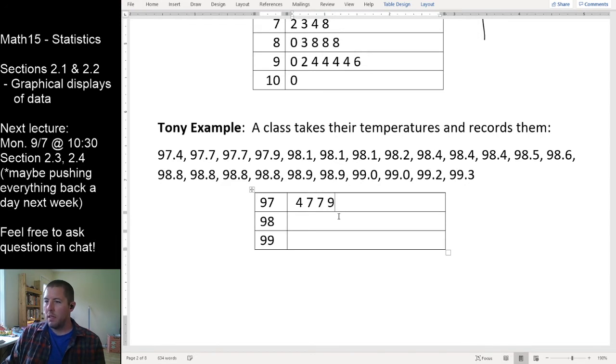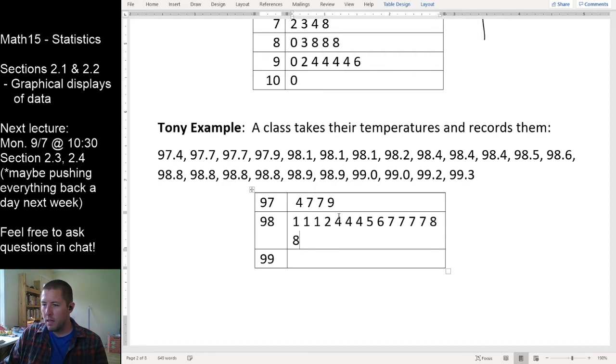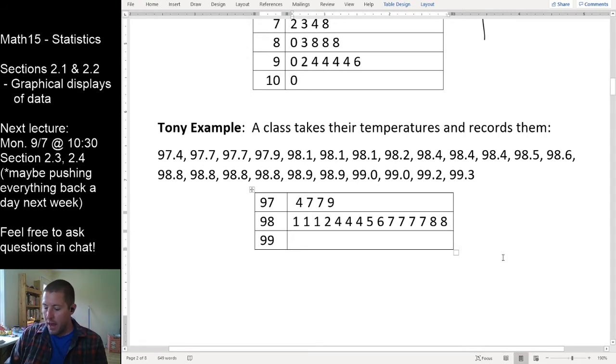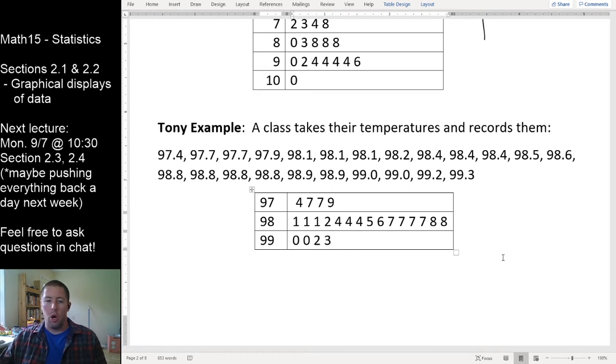I've got 98.1, 1, 1, 2, 4, 4, 4, 5, 6, 8, 8, 8, 8, 9, 9. Oh, I didn't even make it. And then in the 99s, we've got a 0023. So what's good about this? What's bad about this? Well, in a sense, I can still do it.